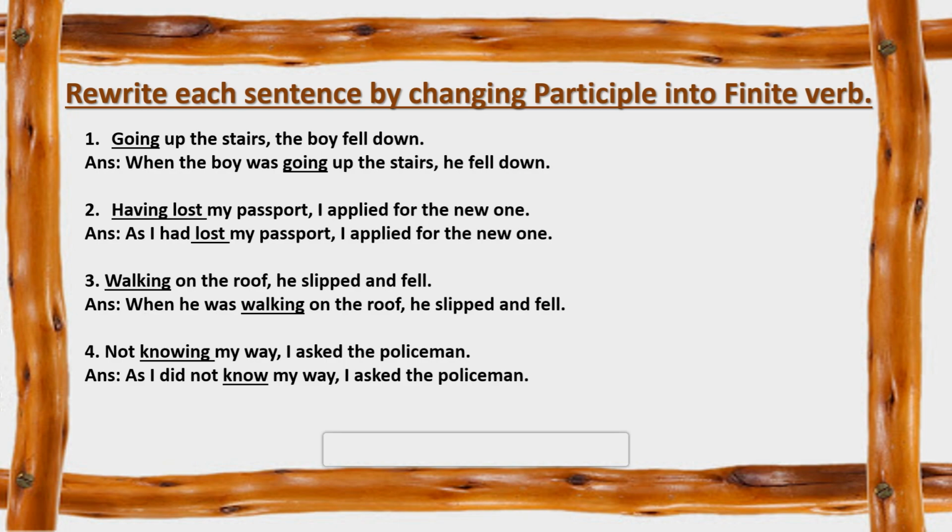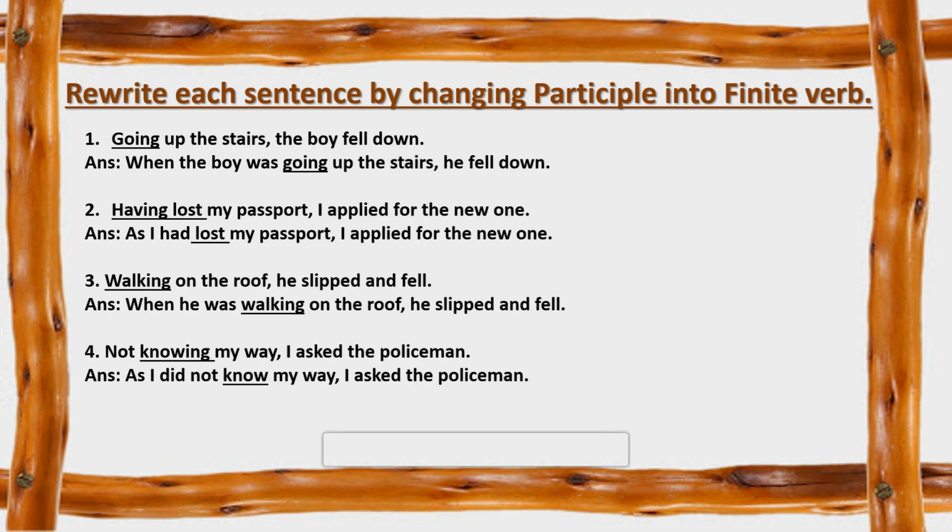So, what you have to do? You have to change it from participles into finite verbs. Let's see. Question number 1. Going up the stairs, the boy fell down. Here, going is a present participle. Now, in order to make this participle a finite verb, we will add an auxiliary verb along with a subject. So, the answer is: when the boy was going up the stairs, he fell down.